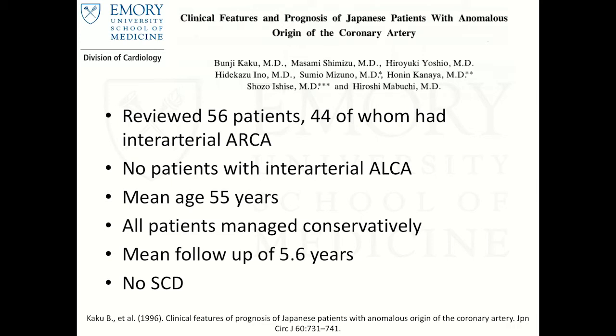It's an older study conducted in the 90s and only in Japan, but they reviewed 56 patients with anomalous coronaries, 44 of whom did have an interarterial anomalous right coronary. It is important to know that none of these patients had an interarterial left coronary. The other 12 patients had non-interarterial lesions. Also, these were adult patients, older, with a mean age of 55. But all of these patients were managed conservatively. None of them underwent surgery. And at a little bit over 5 years of follow-up, there were no sudden cardiac death events in these patients.